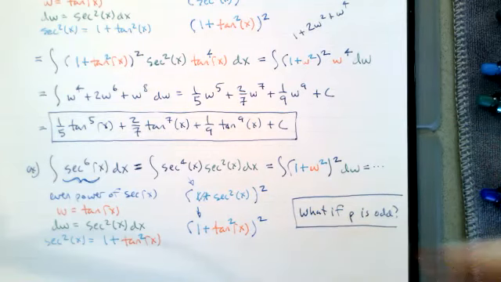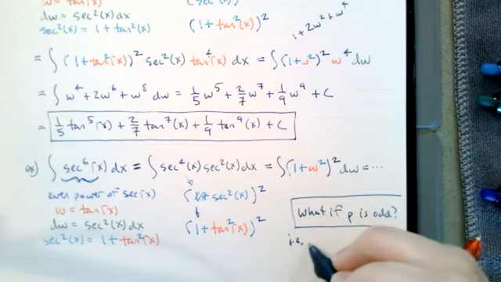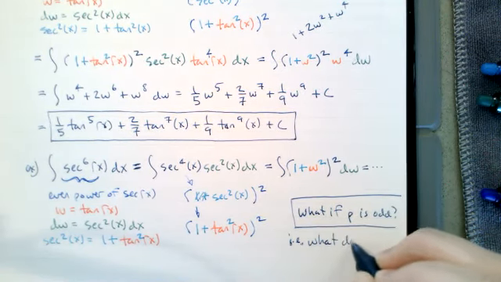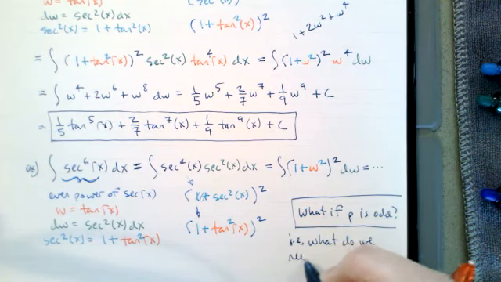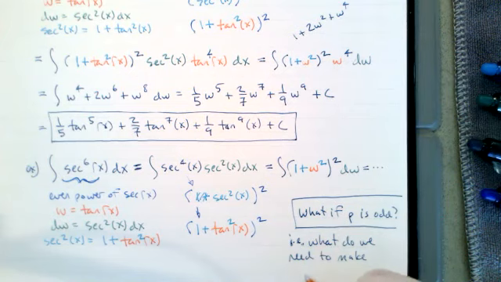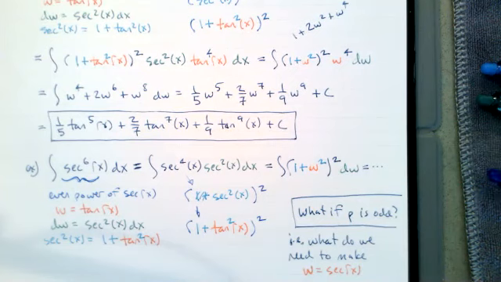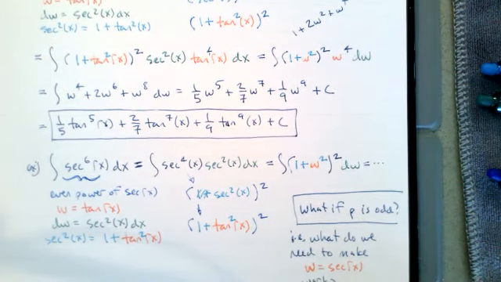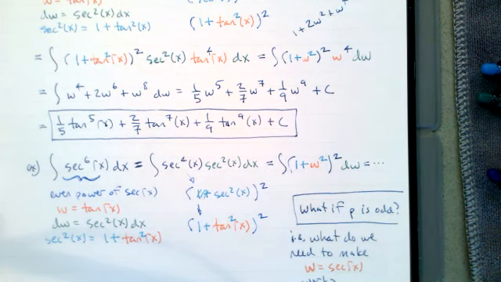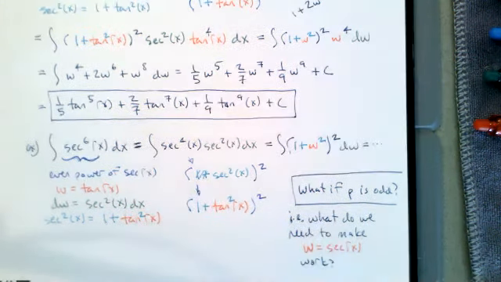Let me just rephrase that. What do we need to make W equals secant X work? We've got to save for the DW. What do we need to save for the DW? And we need an even power of tangents to convert to secants.